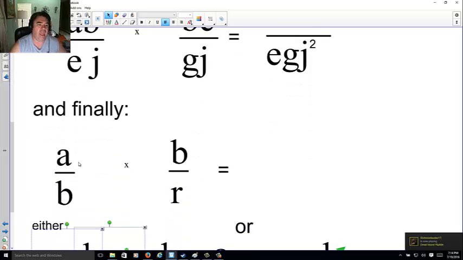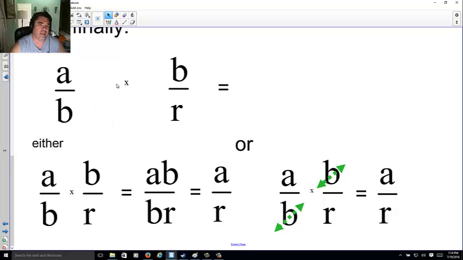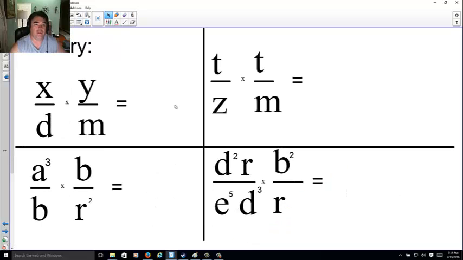And finally, A over B times B over R, there's two ways to do this. I could take A times B, alright, AB. B times R is BR. But remember, there's a B on top and bottom, so I can cancel these and just have A over R. Or, if you remember, we could just pre-divide them out to begin with, divide the B out for both, and just have A over R. That works too. You try. Go ahead. Pause. Let's see how you did.